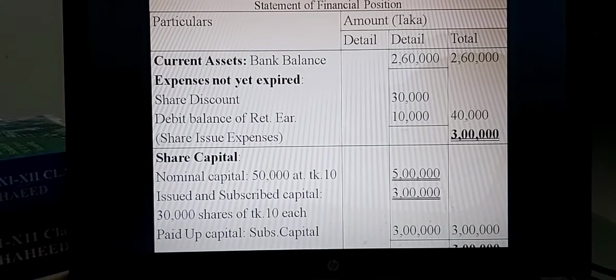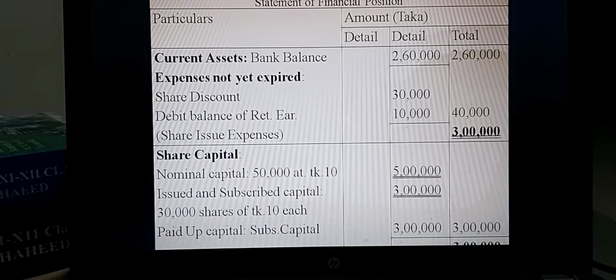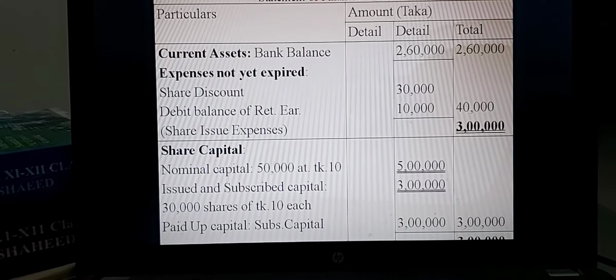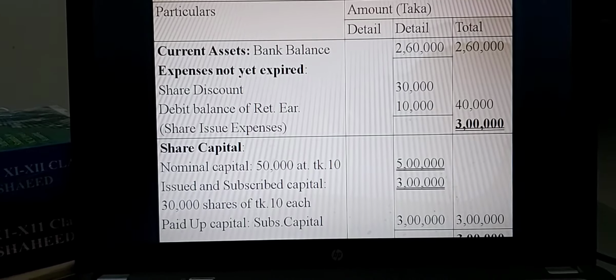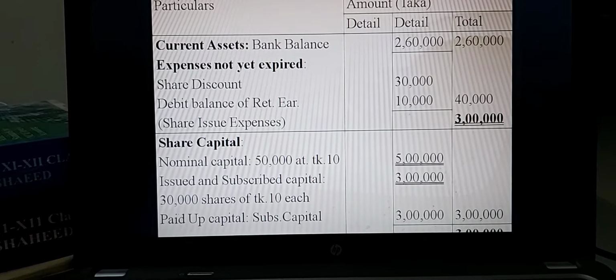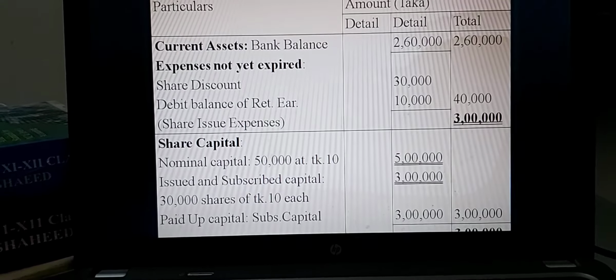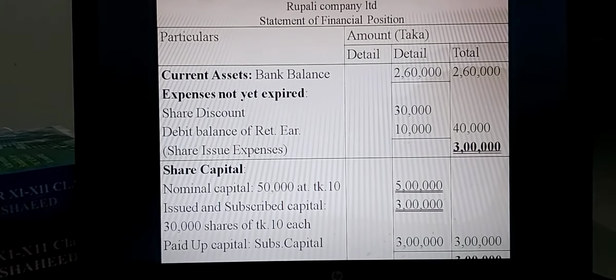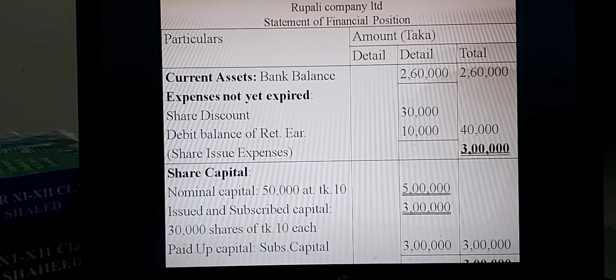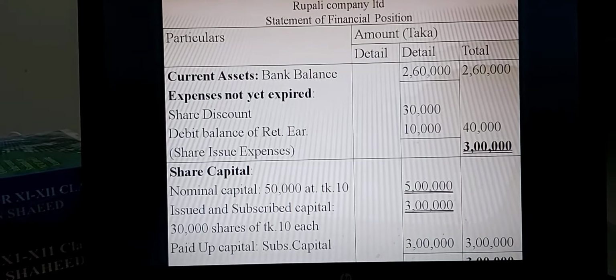So on the asset side, totally 2 heads are available in this math. The first one is current assets, and one item of current assets is available, that is the amount of bank balance. From requirement B you can take it, 2,60,000. At first you have to write in the middle column 2,60,000 and you can take it to the total column 2,60,000.